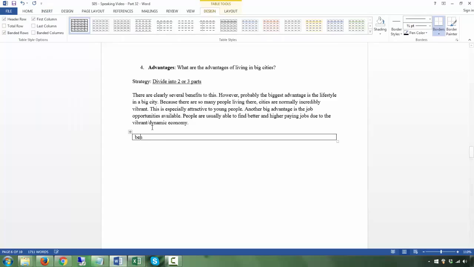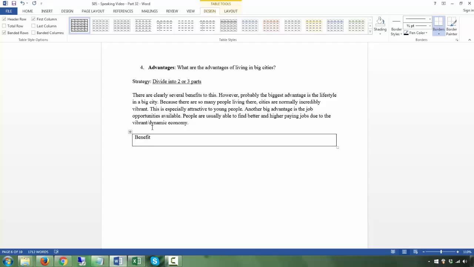Firstly, benefits. Benefit is a synonym of advantage. In my notes for the writing task 2, the notes and phrases for all the different types of writing questions, I've put benefit as a synonym for advantage. All right.